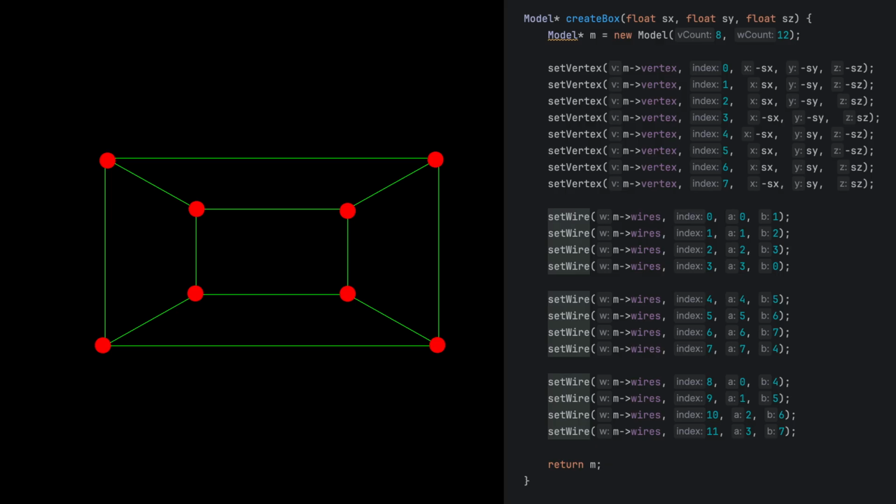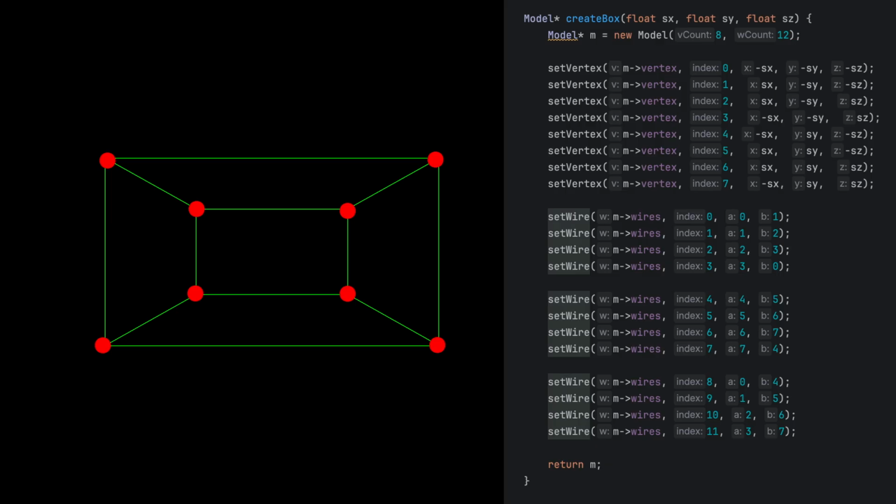Without this approach, each line would need its own copy of points. That's 12 lines times 2 points, that's 24 points. So instead of projecting 8 points, we would have to project 24. And this gets even worse when we start animating objects.